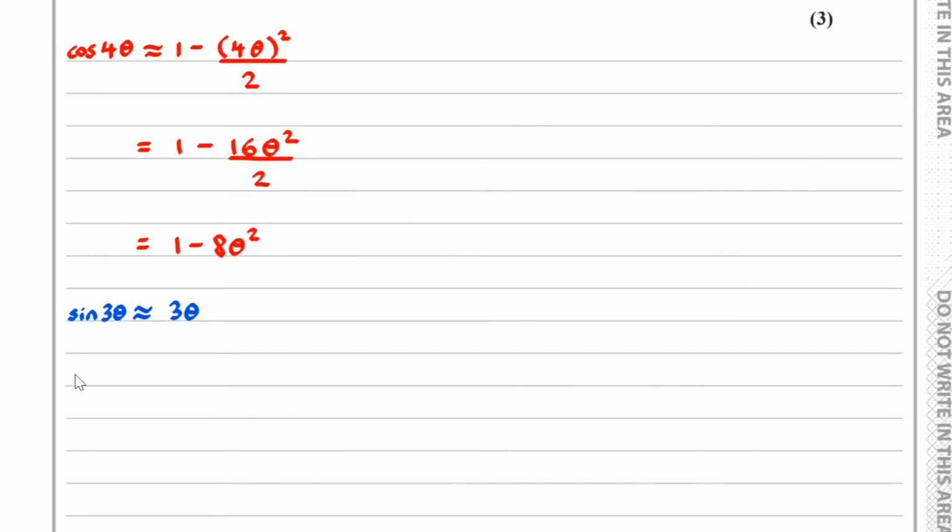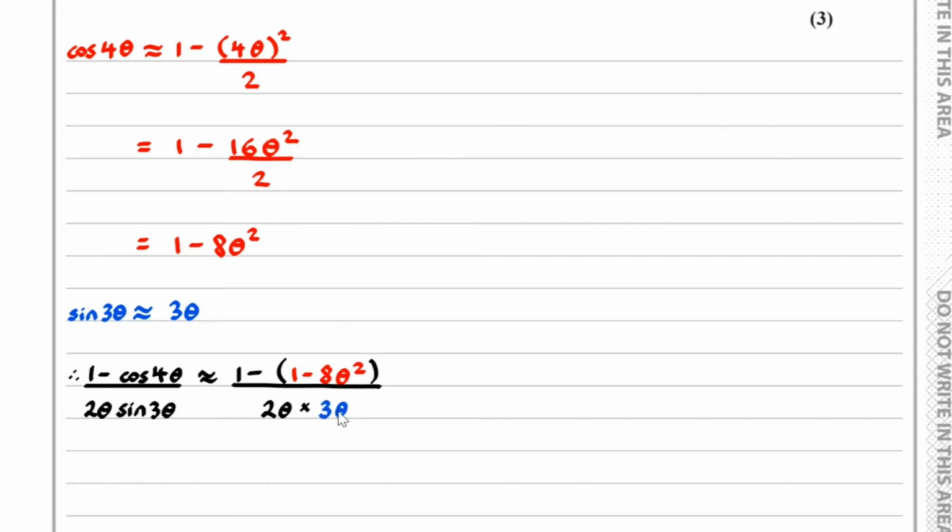And so therefore, when we come to find an approximation for 1 minus cos 4 theta divided by 2 theta sine 3 theta, this is approximately equal to, well, we've got 1 minus, and then in brackets, 1 minus 8 theta squared, and then we divide this by 2 theta multiplied by sine 3 theta, which we said is approximately equal to 3 theta.